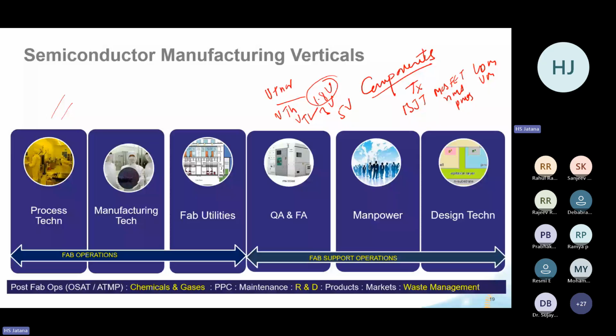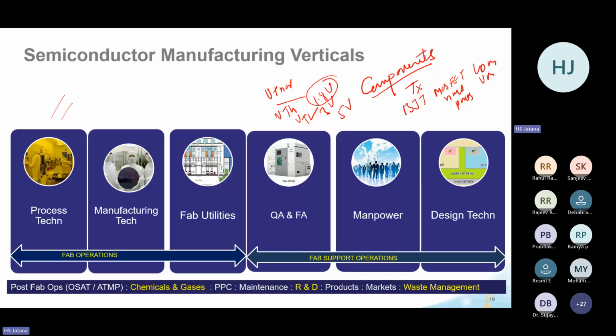So the process guys, they will design these devices, and by design I mean all the geometry, lateral and vertical geometry. I will show you some of the pictures. So they have to design those. The design part is one part, but finally the design is a paper design. How the device will be made actually.